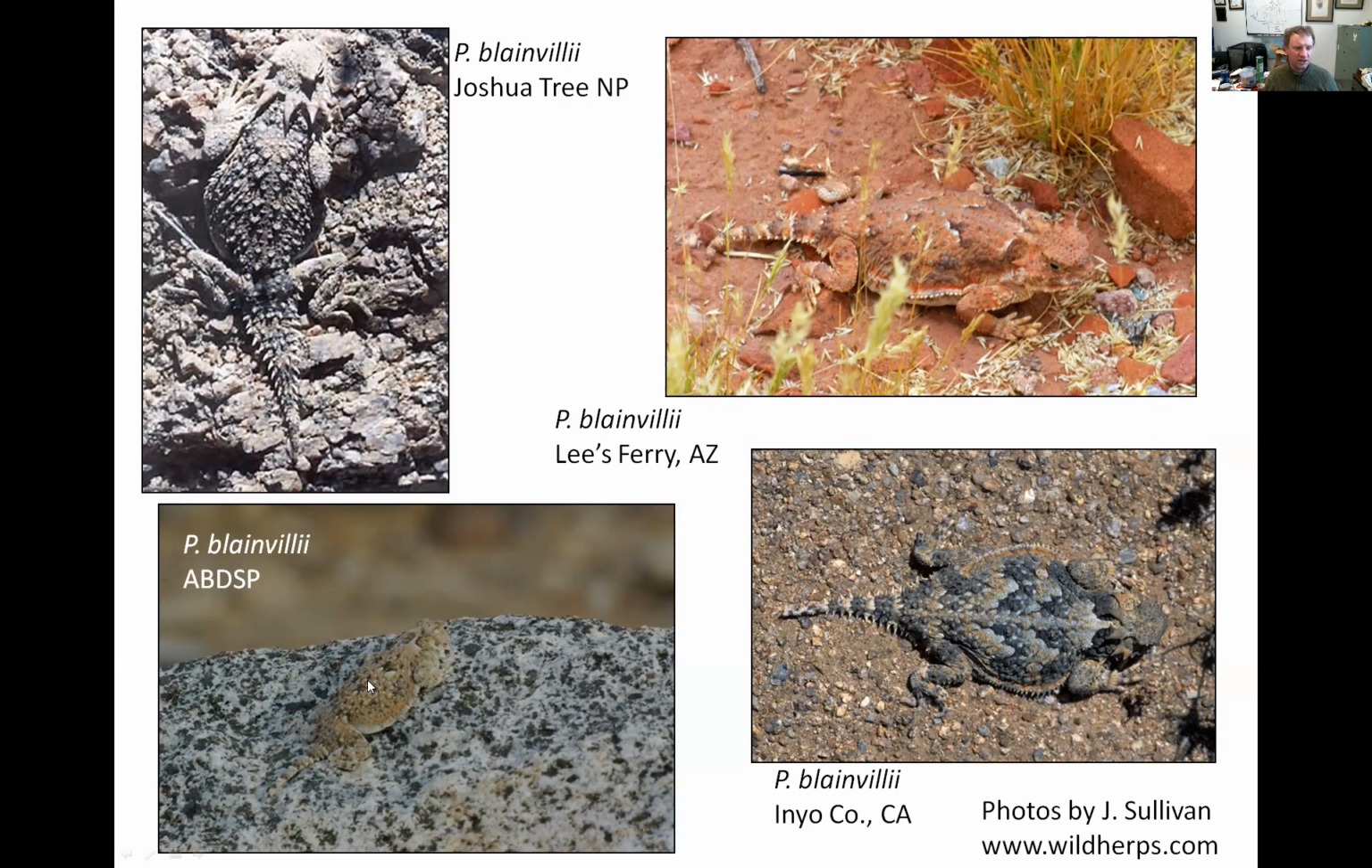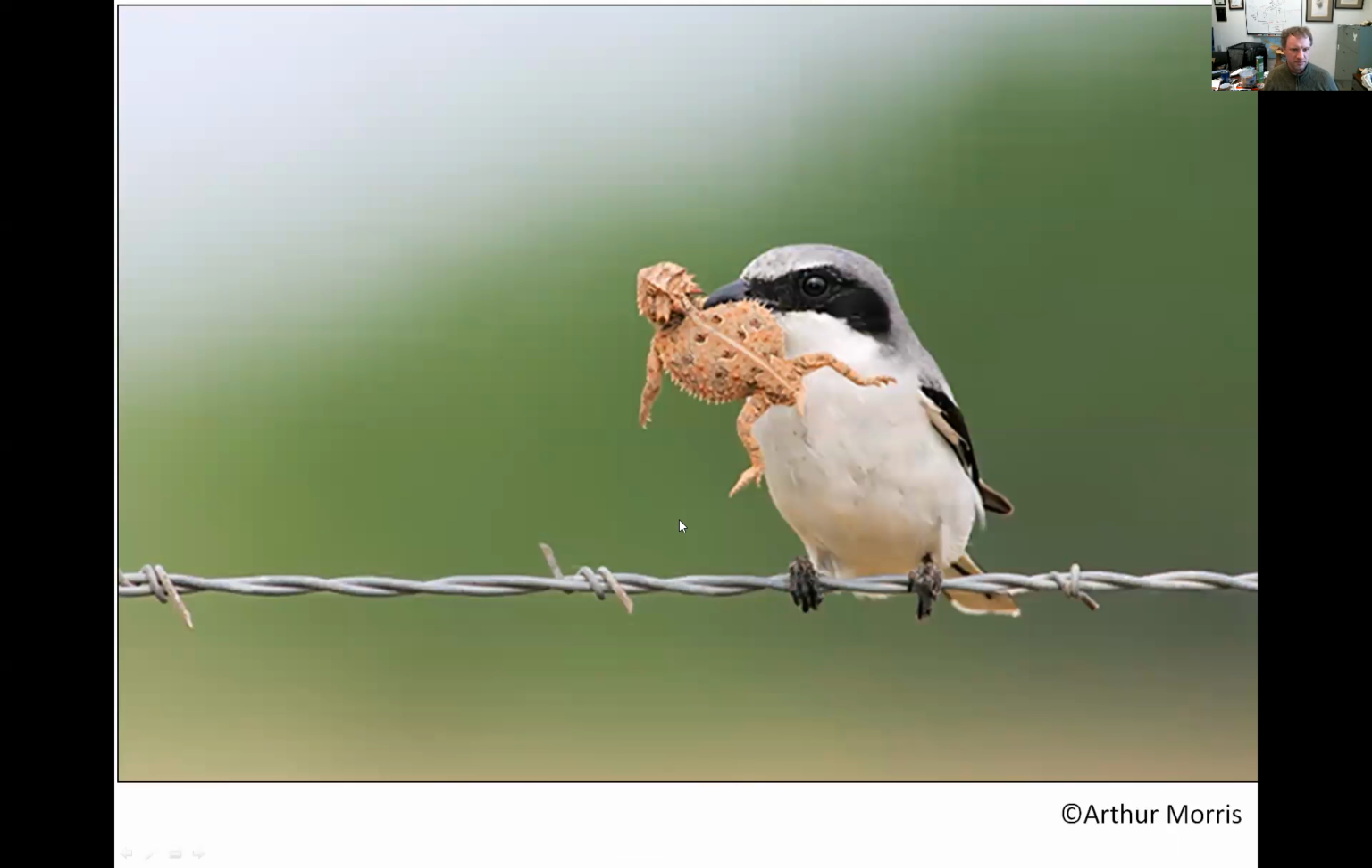That you can have 4 different individuals that are all members of the same species but look very different because of local adaptation to the substrate. So why is it that all of these animals are evolving crypsis? Well, one major reason is to hide from predators.